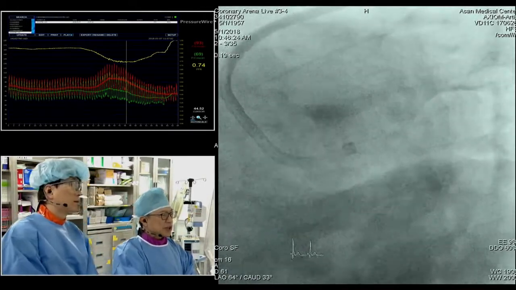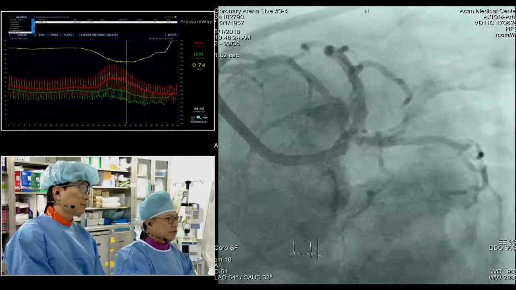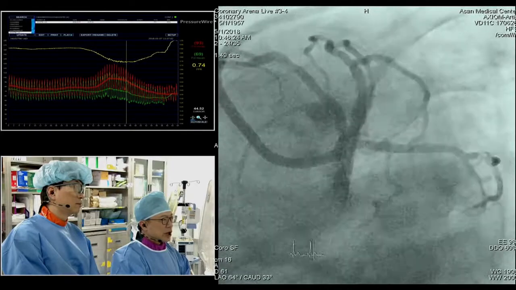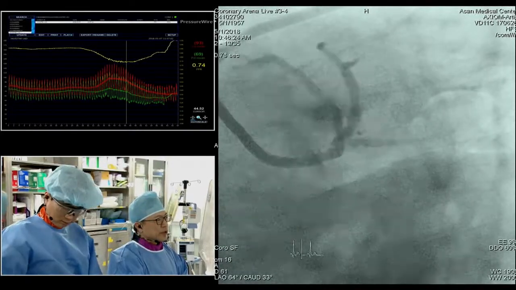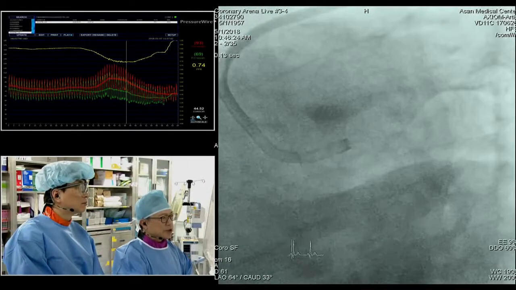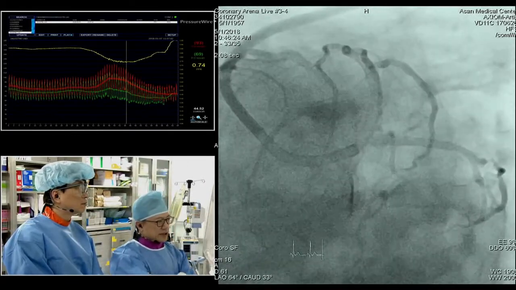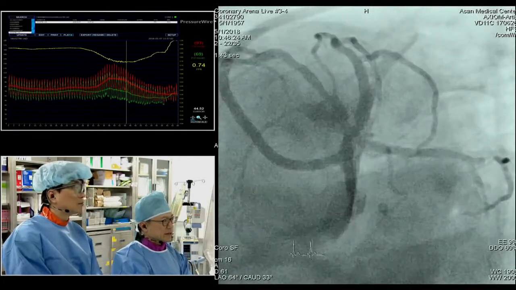This is an 8 French guide in JL configuration. You can see there's a very large, almost parallel LAD system with the ramus intermedius there, and then a 90-degree angle coming out to be the circumflex. And you can see the tight OM branch in this view as well. Next.